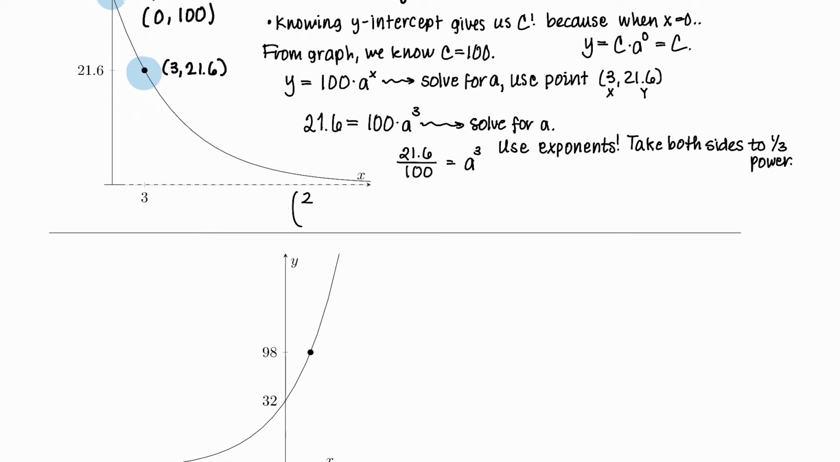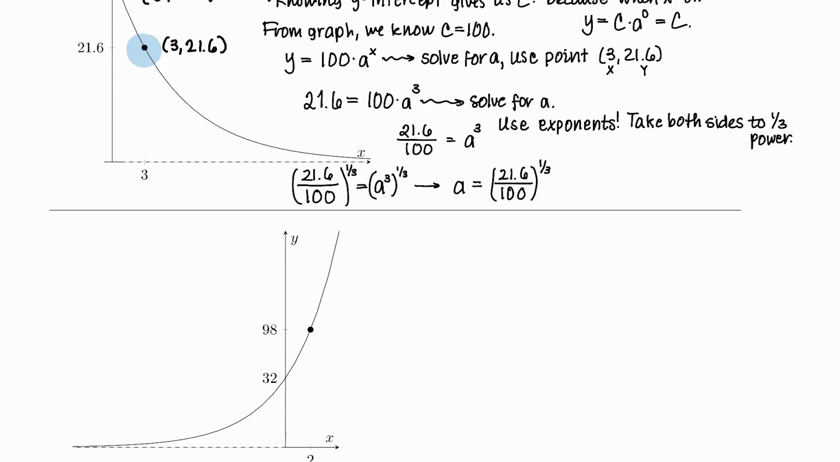So I get 21.6 divided by 100 raised to the 1/3 is equal to a cubed to the 1/3. And remember, at this point, we'll multiply the exponents. So 3 times 1/3 is just 1. So this says that a is equal to 21.6 over 100 to the 1/3.